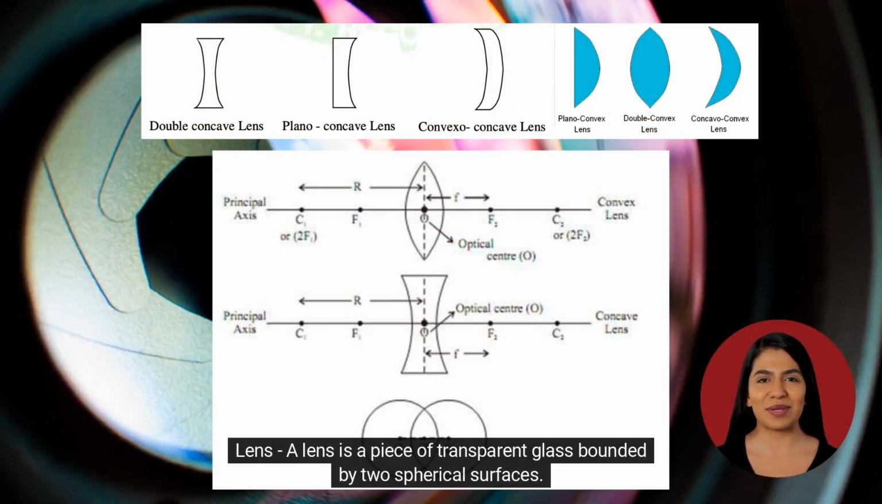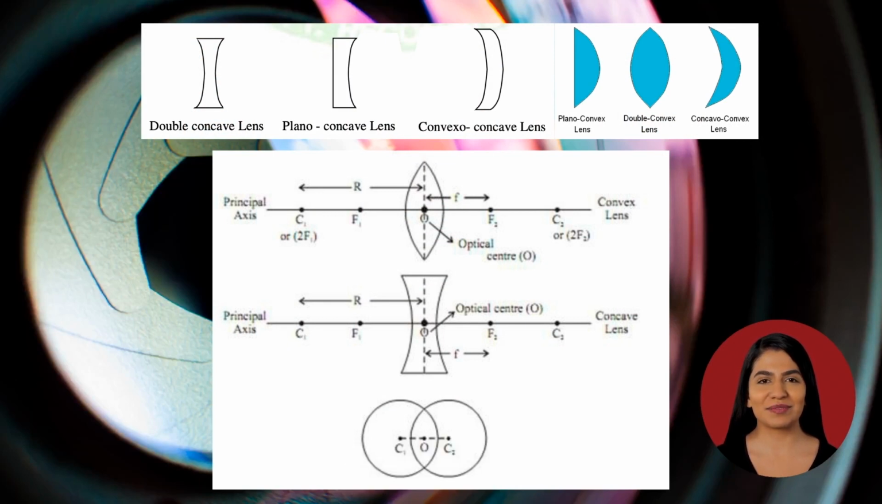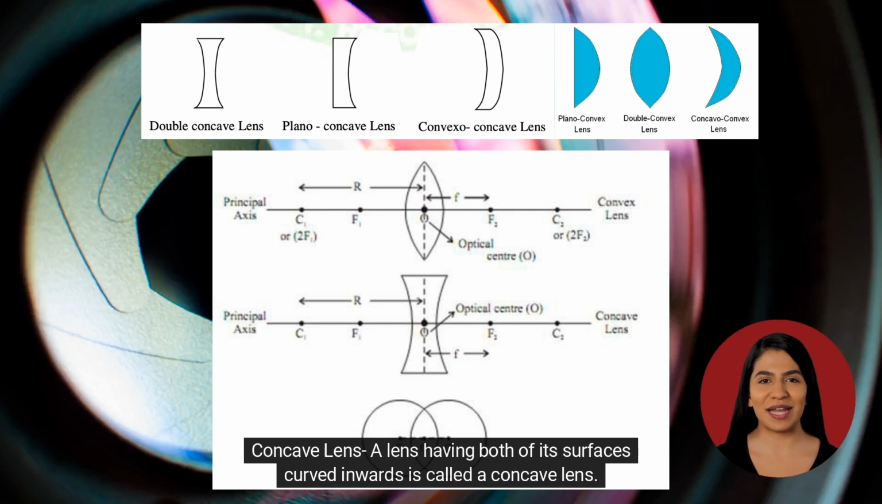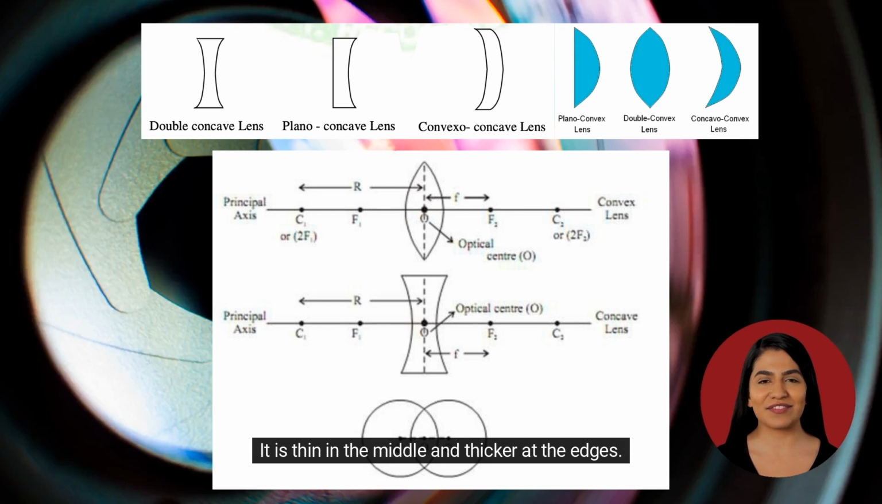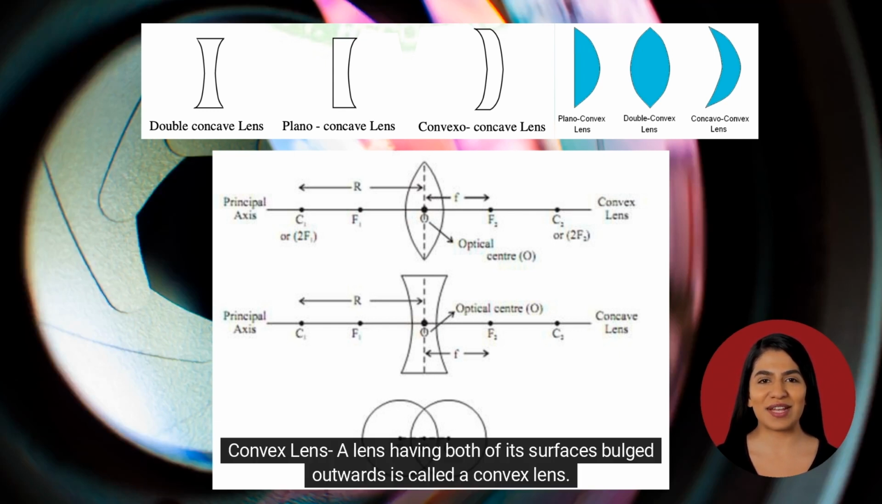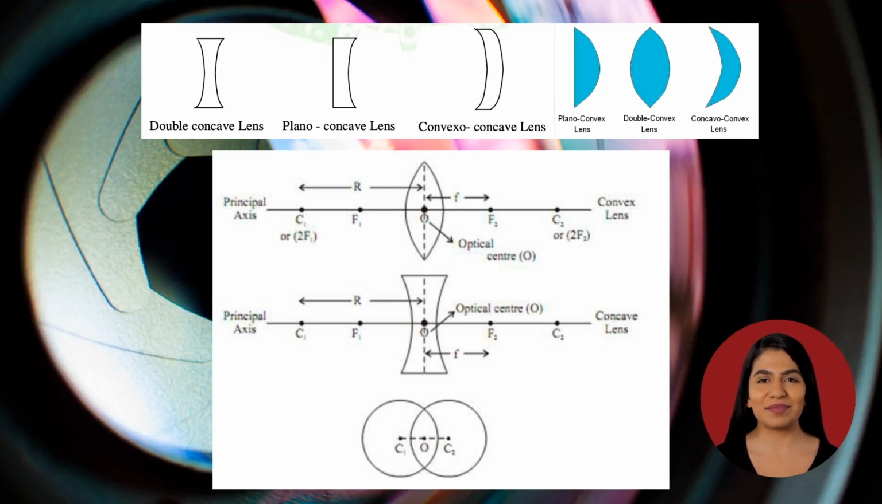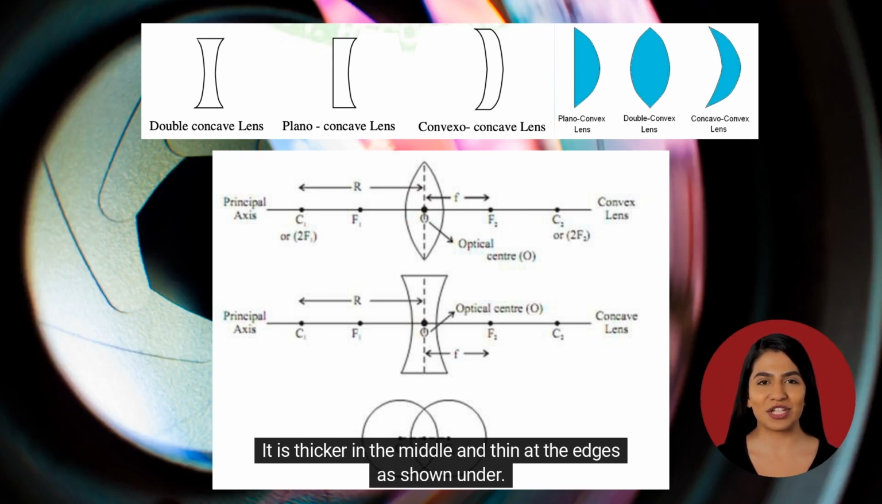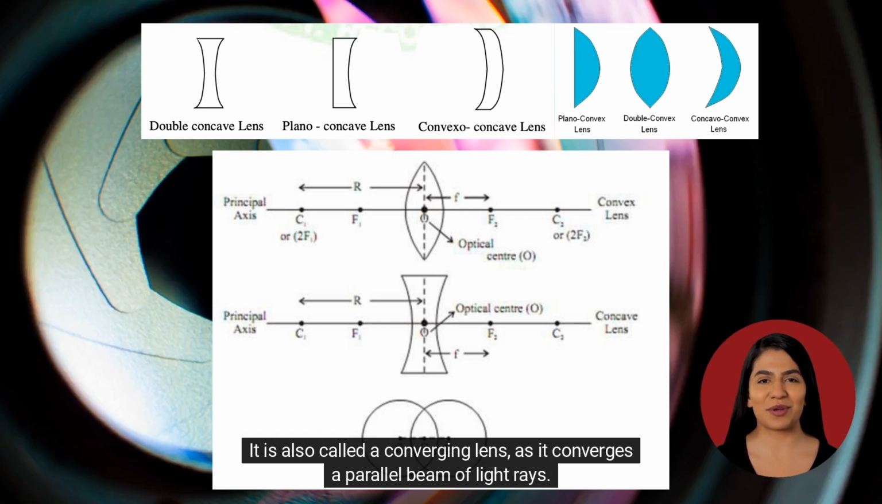Lens. A lens is a piece of transparent glass bounded by two spherical surfaces. It is of two main types. 1. Concave lens. A lens having both of its surfaces curved inwards is called a concave lens. It is thin in the middle and thicker at the edges. It is also called a diverging lens as it diverges a parallel beam of light rays incident on it. 2. Convex lens. A lens having both of its surfaces bulged outwards is called a convex lens. It is thicker in the middle and thin at the edges, as shown. It is also called a converging lens as it converges a parallel beam of light rays.